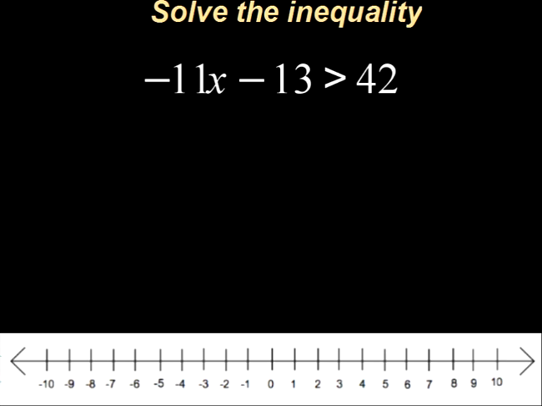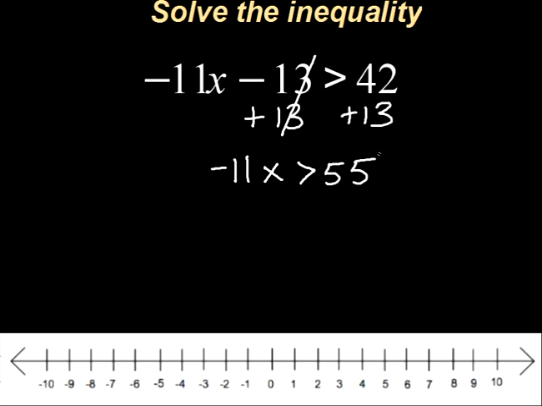Here we have that negative 11x minus 13 is greater than 42. This looks much like a two-step equation. We'll just start by adding 13 to both sides since the 13 is negative. This leaves us with negative 11x is greater than 55. Since the negative 11 is being multiplied by x, we'll divide negative 11 on both sides of the inequality.